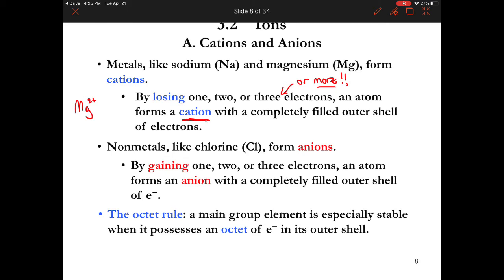So the key concept that we have to use to determine what the charge of a metal or a nonmetal in an ionic compound is, is this thing called the octet rule. And what it tells us is that any main group element is going to be very stable when it has an octet of electrons, 8 electrons in its outer shell. So metals tend to lose electrons until they have a full outer shell of 8. Nonmetals gain electrons until they have a full outer shell of 8. The only exception to that is hydrogen, which can have a full outer shell if it gains just 1 electron.